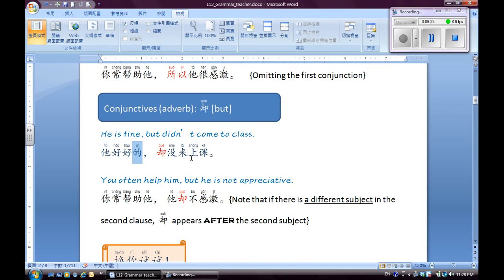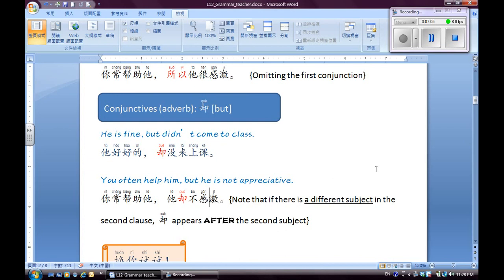The second example: 你常帮助他, you often help him. 他却不感激, but he is not appreciative. This is awful, right? Please note that if there is a different subject in the second clause, 却 appears after the second subject. Very important. And here I also want to talk about the punctuation. See here, we only use a comma in front of the adverb. We don't use a semicolon and then a comma after. Just a comma and that's it.